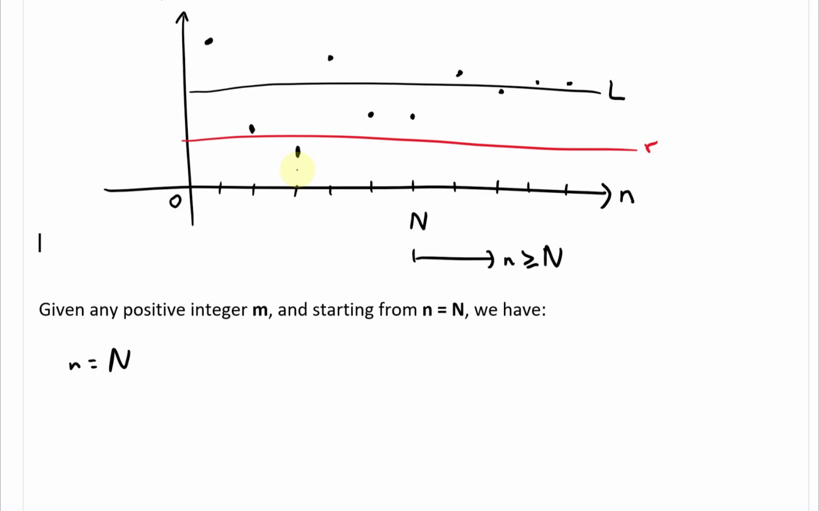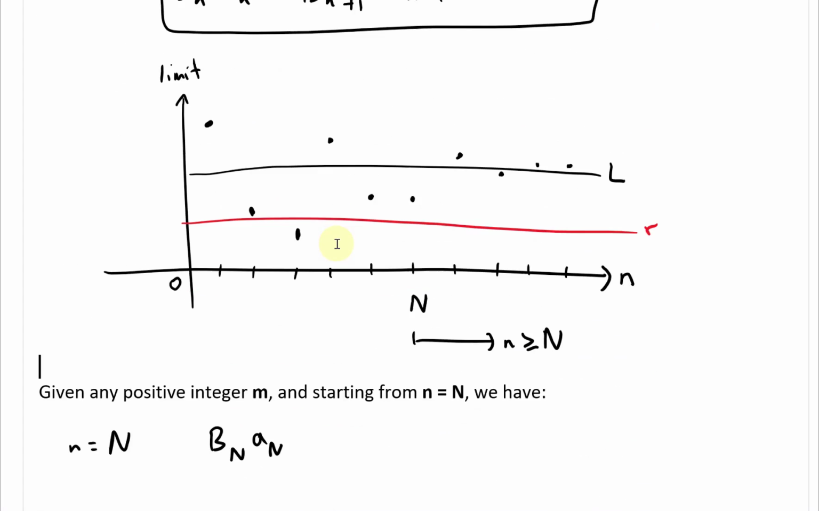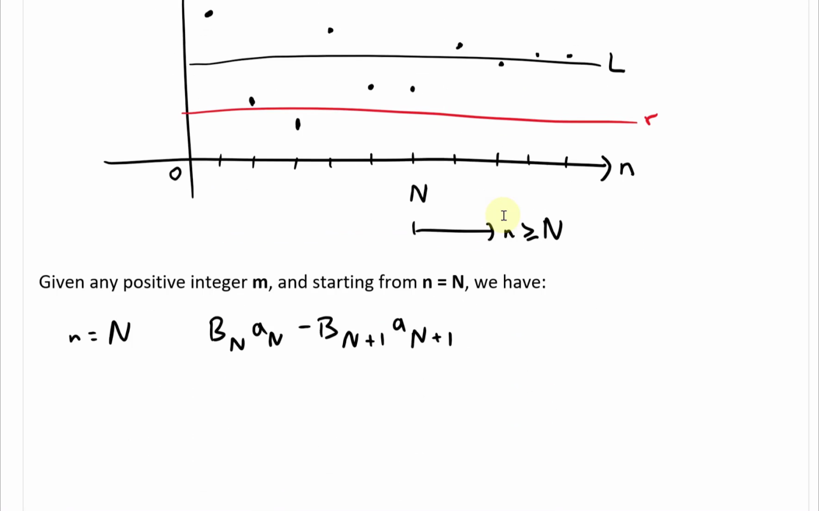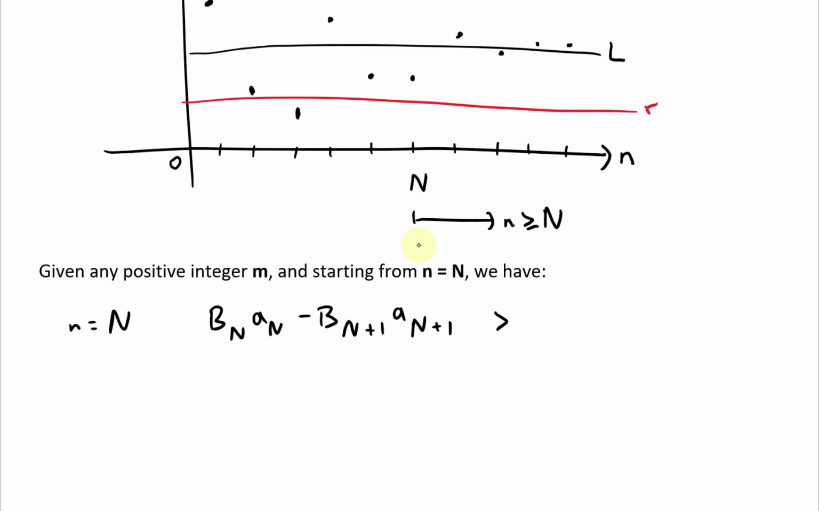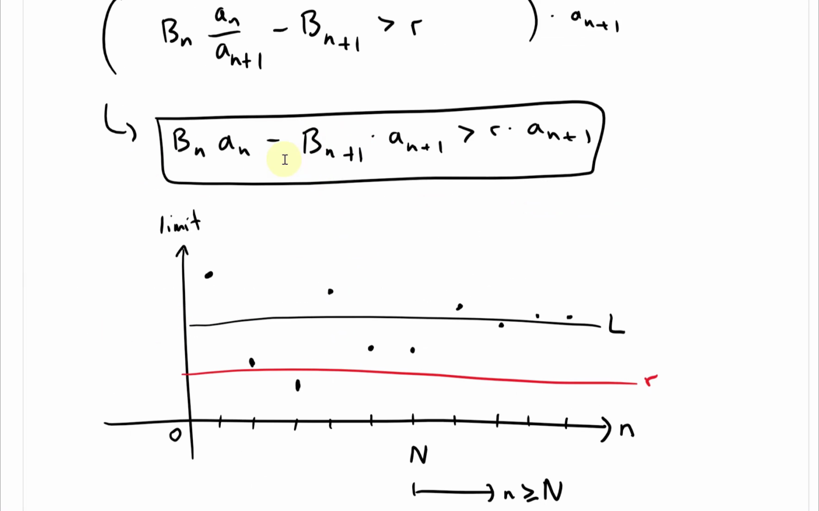So we have b capital N, a capital N, minus b capital N plus 1, a capital N plus 1, and then it's going to be greater than R, because we're starting off at n equals capital N. This is going to be R times a capital N plus 1, like that. And this will be apparent what we're doing soon. Just because of the way that it's written, we could do a lot of cancellations.